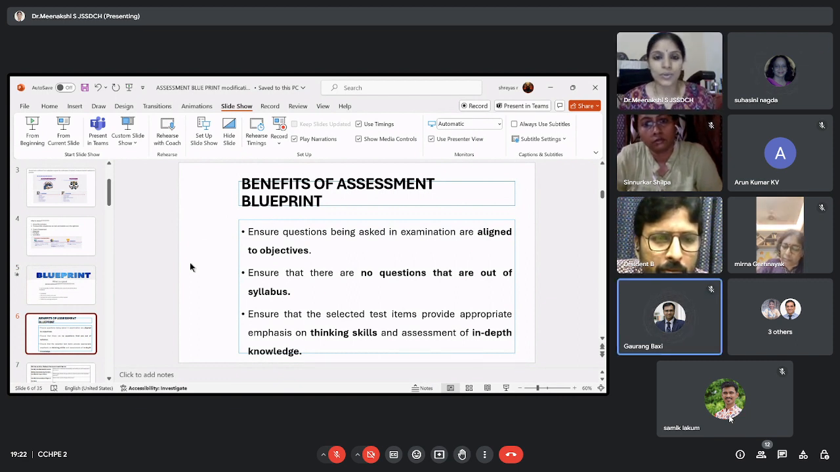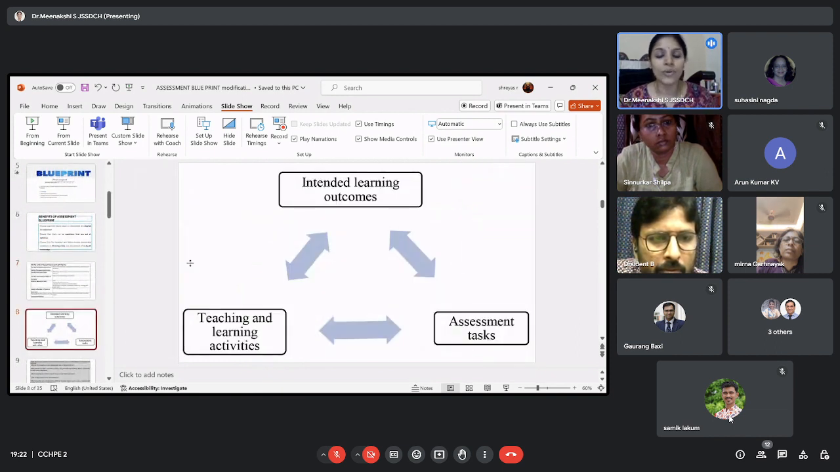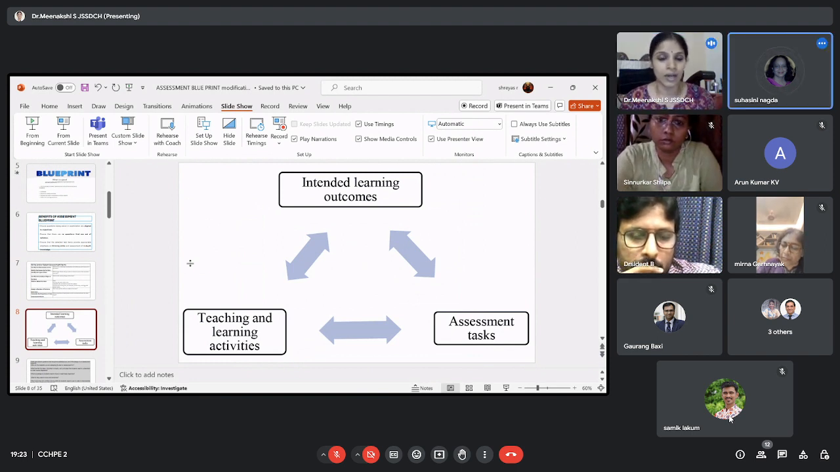So the benefits of blueprint assessment are to align with our learning objectives, to ensure there are no questions out of the syllabus, to enhance the thinking skills of the student, and to assess in-depth knowledge. Let me not go into the details of this. It is very important for us to know the three pillars of education: our intended learning outcomes, the teaching learning activities we are supposed to get involved in, and how the assessment tasks are framed to establish the learning outcomes.